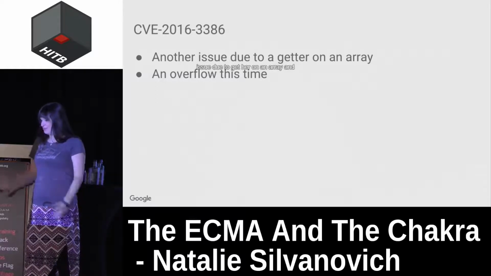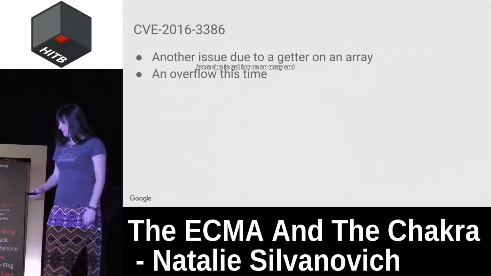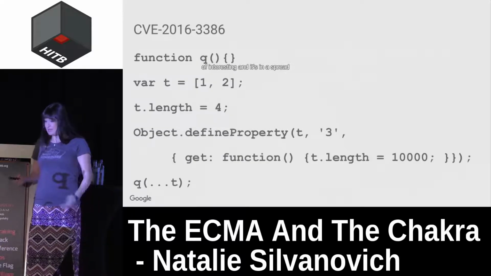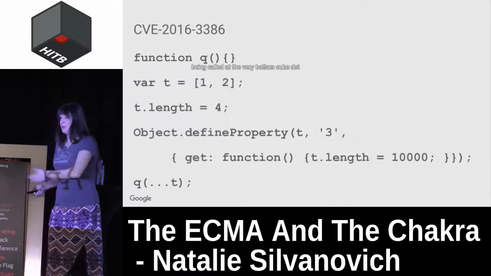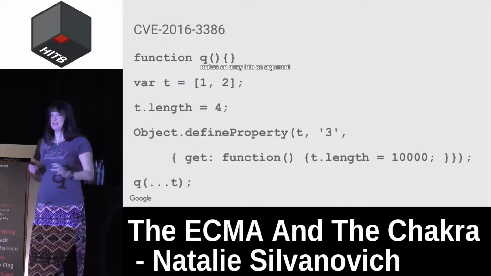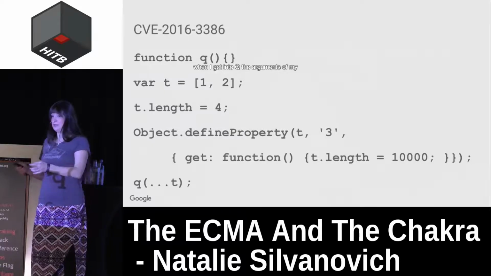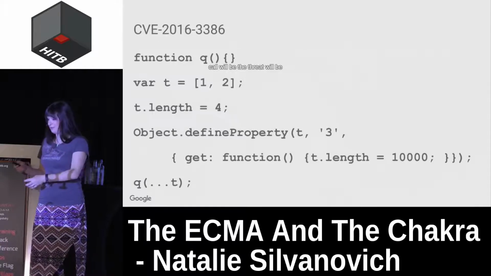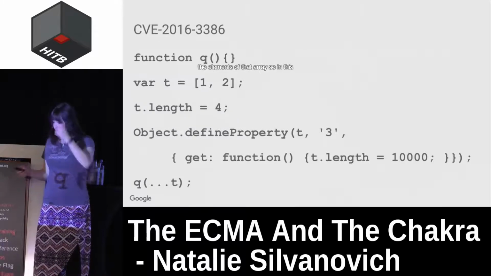So here's another issue due to a getter on an array. This time it's an overflow, and it's kind of interesting. And it's in the spread operator. You can see the spread operator being called at the very bottom, Q of ...t. And what this does is this makes an array into an arguments parameter. So if I call Q with ...t, when I get into Q, the arguments of my call will be the elements of that array.